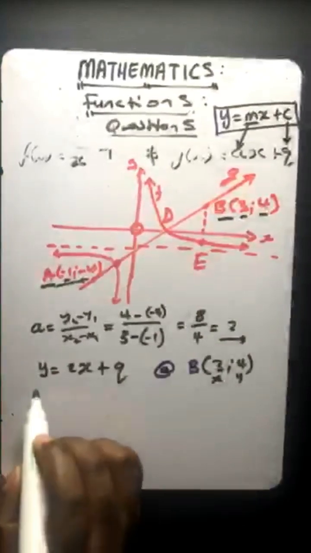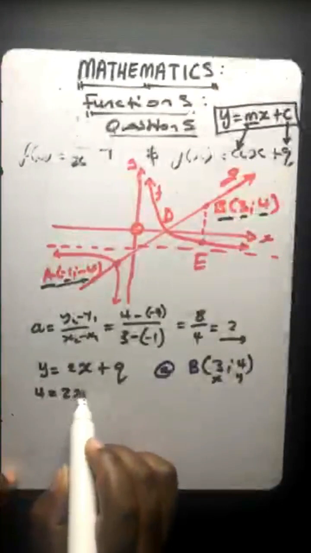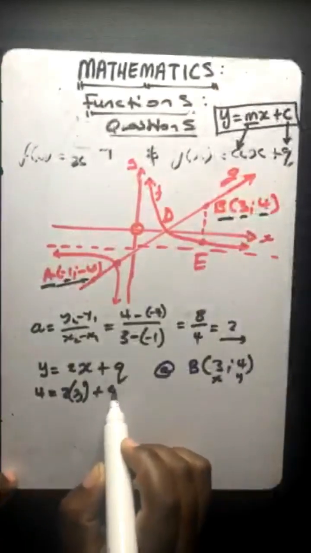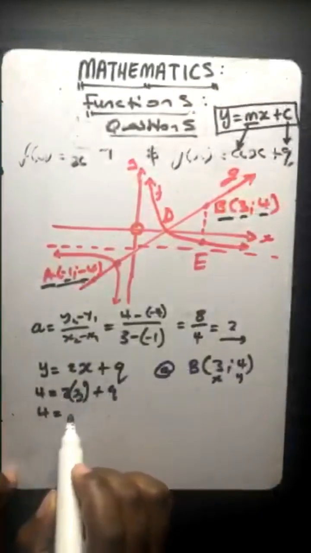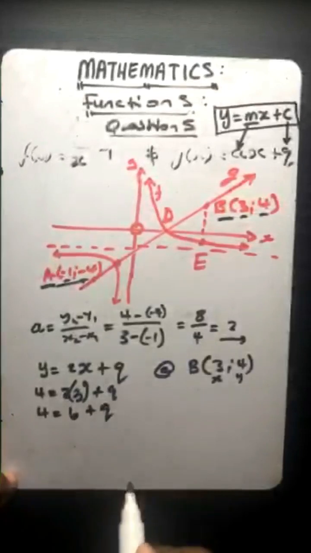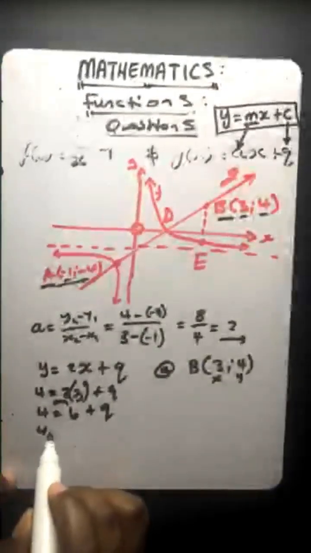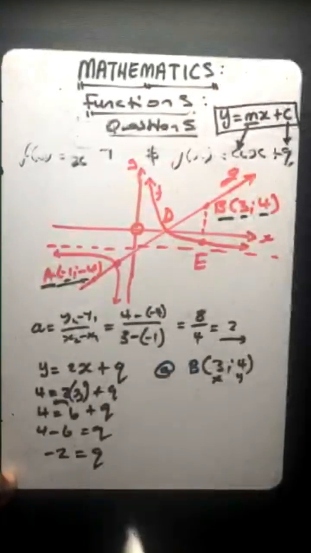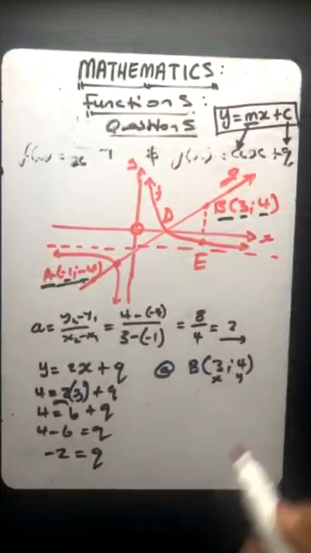So now you're going to have 4 equals 2 times, what is x? x is 3, plus q. Then you have 4 equals, what is this times that? Is it not 6? I think it's 6 plus q. So can you see, if you take this to the other side, you have 4 minus that, which is that. So that means -2 is equal to q. That's how you easily score yourself 2 marks.